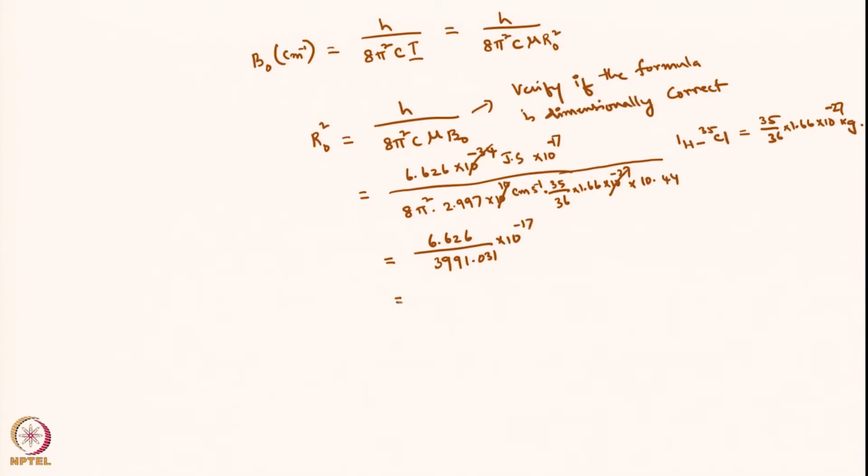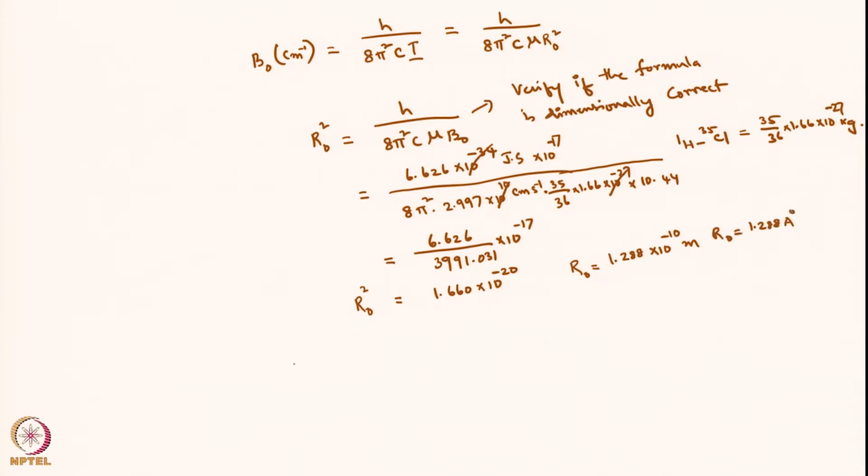So, this will now be equal to 1.660 into 10 power minus 20. So, R naught square. I take a square root, and R naught will now be equal to 1.288 into 10 power minus 10 meters. You know 10 power minus 10 meters is nothing but your angstrom. So, R naught will be nothing but 1.288 angstrom.